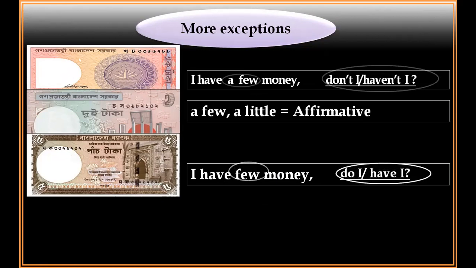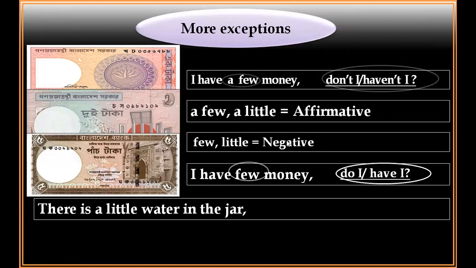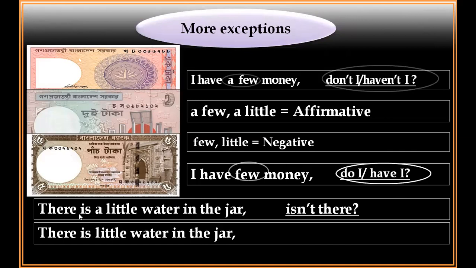A few and a little. Okay. These words are affirmative. That's why the check question will be negative. Or when you see few or little, that will be negative. That's why the check question will be affirmative. There is a little word in the jar. Here a little is affirmative. That's why isn't there. If a sentence starts with there, then there will be here. There is little word in the jar, is there?